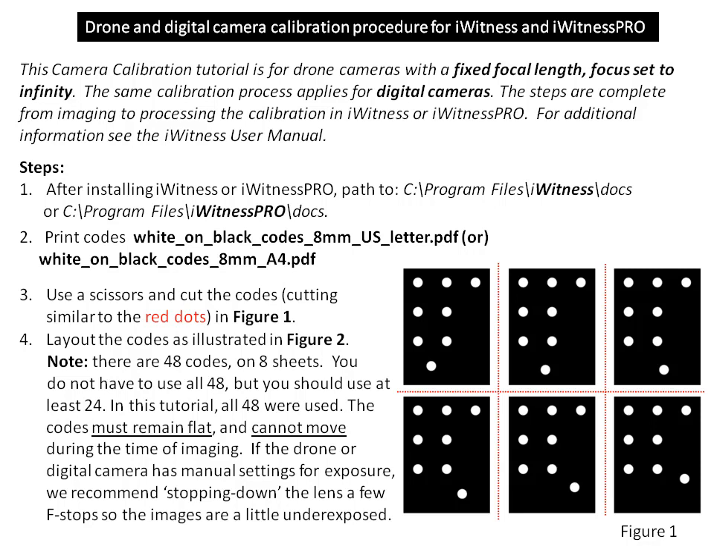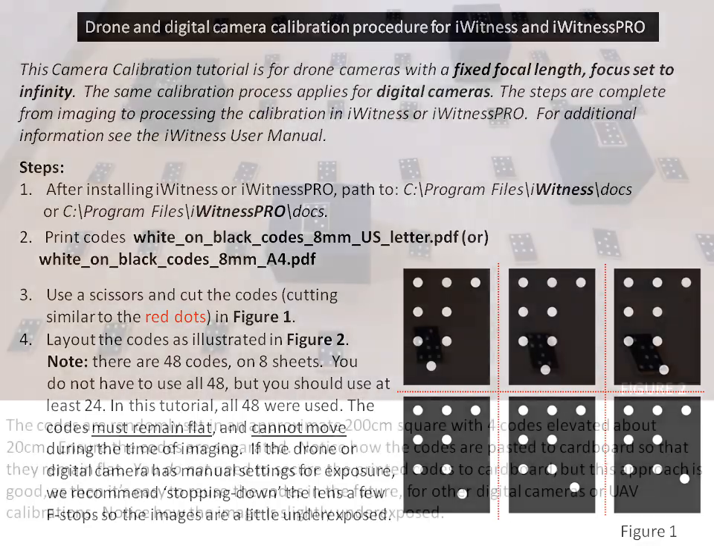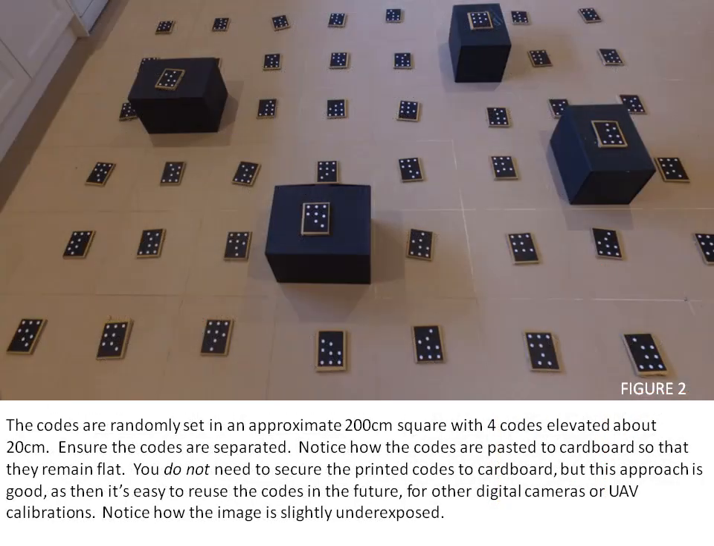If the drone or digital camera has manual settings for exposure, we recommend stopping down the lens a few f-stops so the images are a little underexposed. The codes are randomly set in an approximate 200 cm square with 4 codes elevated about 20 cm. Ensure the codes are separated.